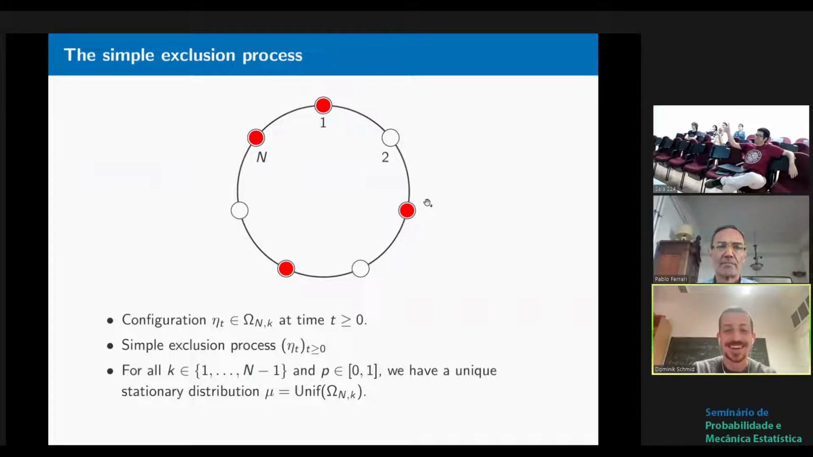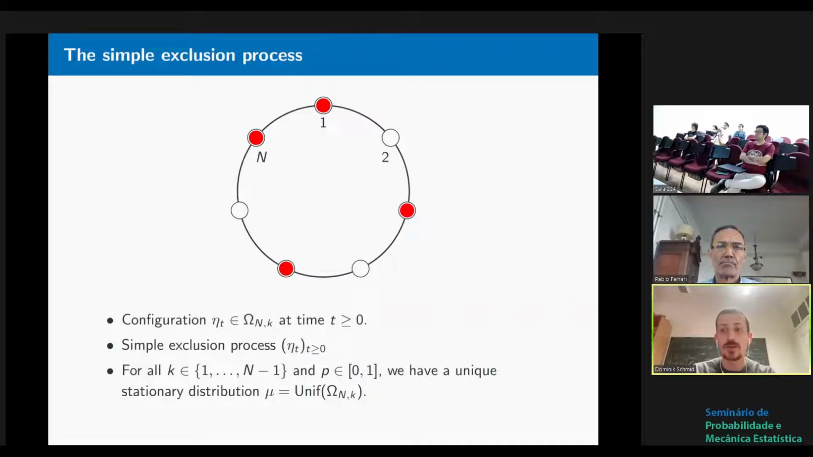Okay. So let's think of the simple exclusion process here, denoted as the process eta t, as a continuous time Markov chain. And it's not hard to see that for any k between 1 and n minus 1 and any parameter p between 0 and 1, this is an irreducible Markov chain in continuous time. So we have a unique stationary distribution. And in fact, it's a nice exercise to see that this is the uniform distribution over all configurations on the circle of length n with k particles.